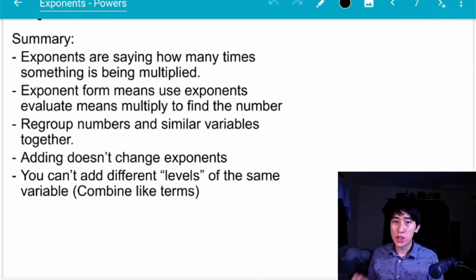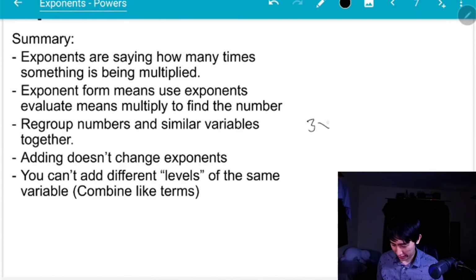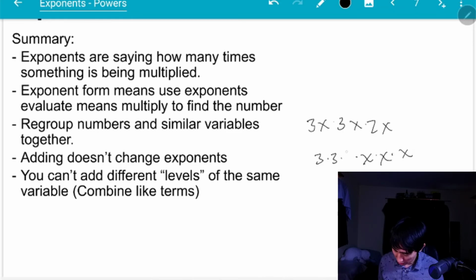Regroup your numbers so that your similar variables match up together and your numbers match up together. Like that: 3x times 3x times 2x. We can say 3 times 3 times 2 times x times x times x. Oh, excuse me, this should be a 2, not a 3. And if we do that, we can say this is going to be 3 squared times 2 times x cubed.